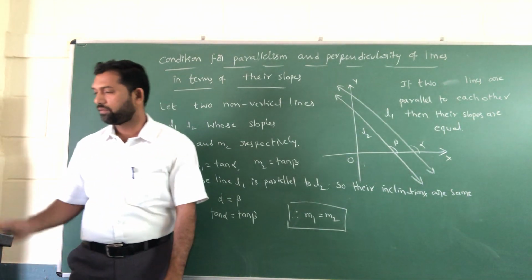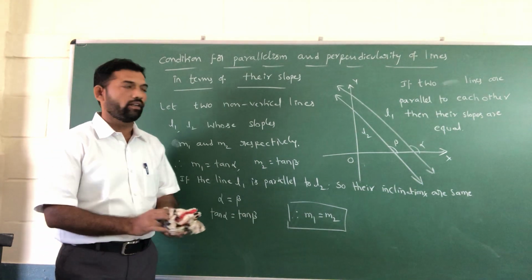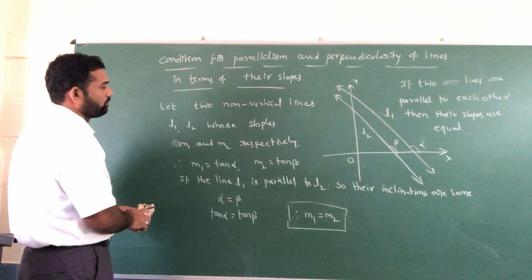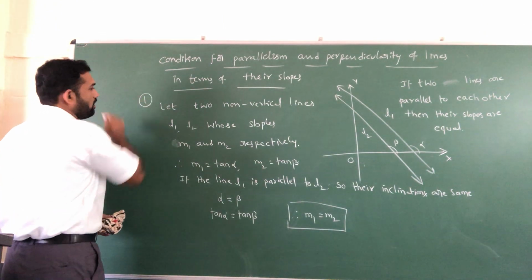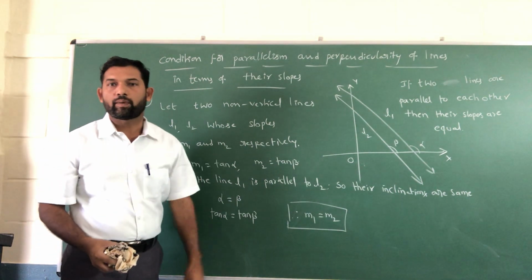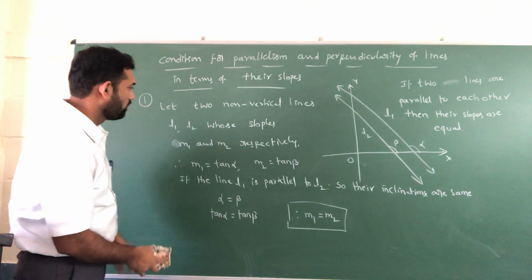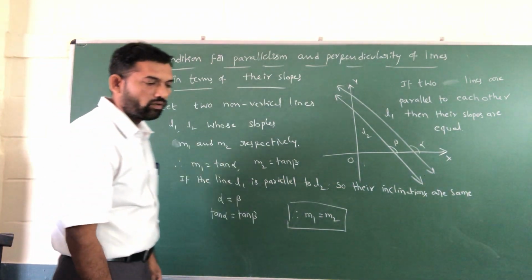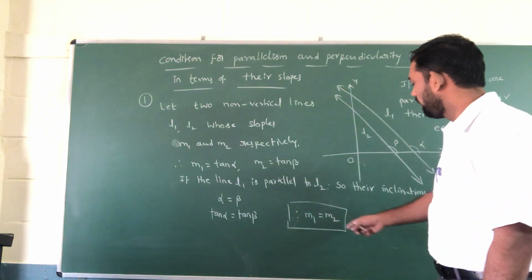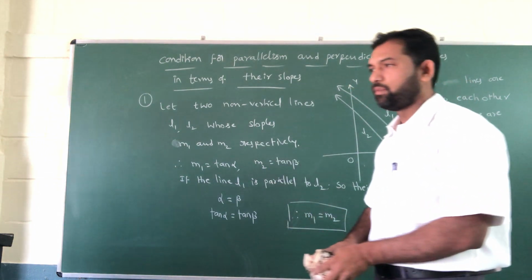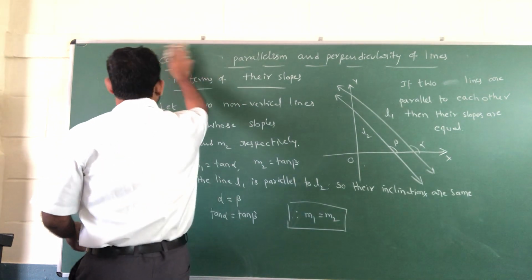Note down fast. Next, perpendicular condition. This is the first one; next one is the perpendicular condition. Note down. So finally what you conclude from this: this theory is not asked in exams, what we are asked is only this: m1 is equal to m2. Next one.